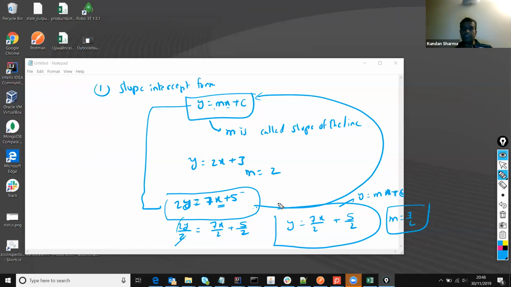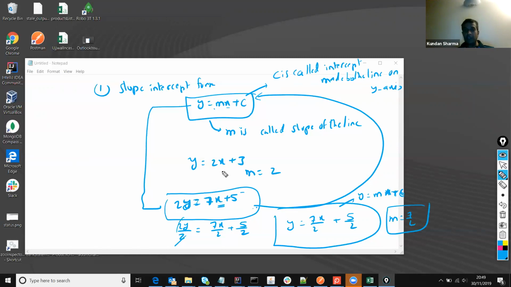So this is called the slope-intercept form, where m is called the slope of the line, and this c is called the intercept made by the line on the y-axis. Is this clear? Yes.